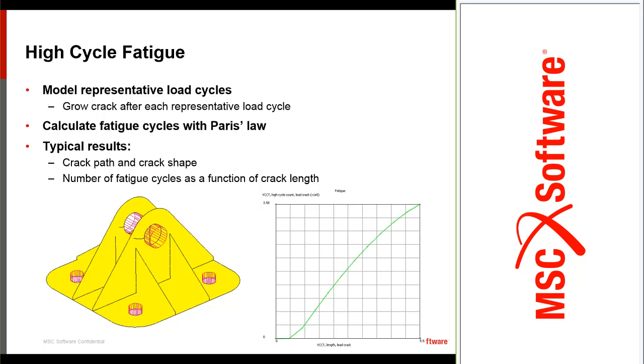In the curve on the lower right, you see that for a growth length of 5.5 millimeter, or whichever unit we have, it took something like 350,000 cycles to grow that length. And that's a typical result you would want from this kind of analysis.